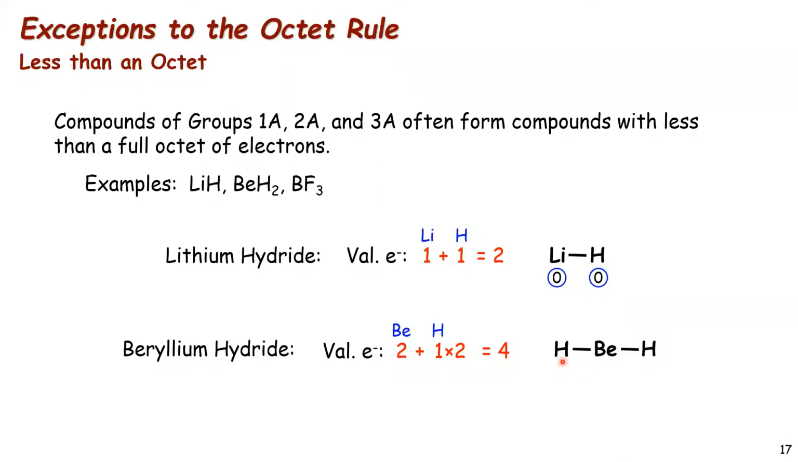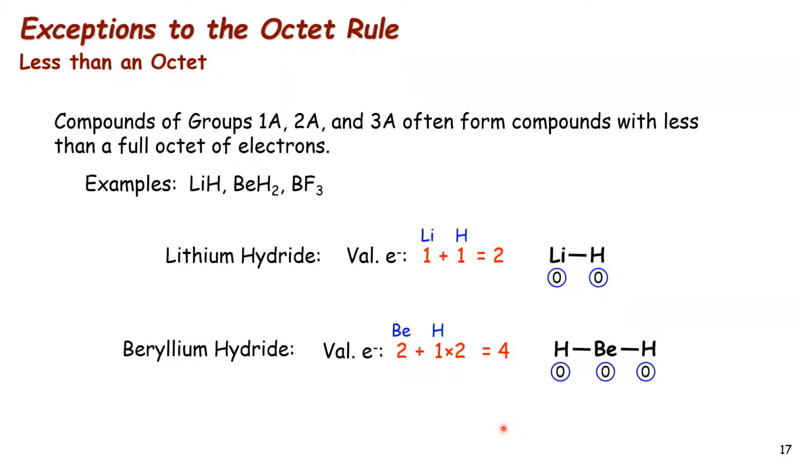So hydrogen's in group 1, 1 minus 1 is 0. Beryllium is in group 2. Okay, so this hydrogen's also going to be 0, but beryllium's in group 2, minus 1, minus 1, so that's 0. And then again, group 1 minus 1 is 0. So again, this is the most probable structure for beryllium hydride.